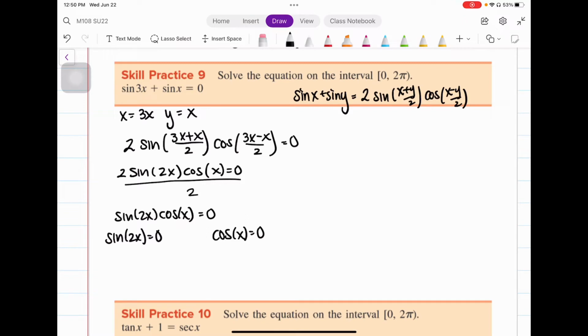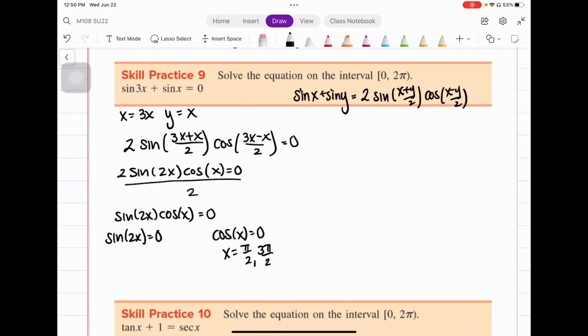Cosine of x equals 0 happens when x equals pi over 2 and 3 pi over 2 on the interval from 0 to 2 pi. So this is x equals pi over 2 and 3 pi over 2. Whenever you have cosine x, sine x, tangent x, cotangent x, and you're using the unit circle, you can find all of the values straight from the unit circle. When we have a double angle or a half angle, you need to use your general solution to make sure you have all of the values that work.